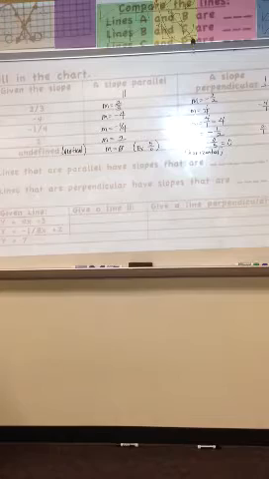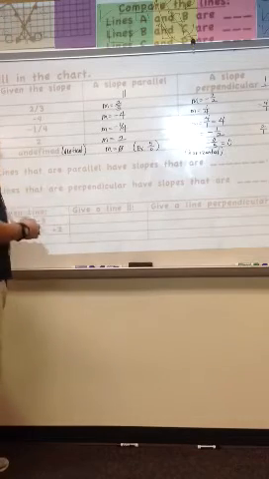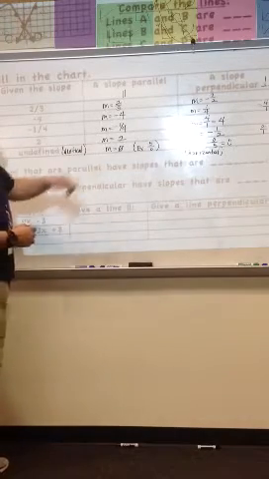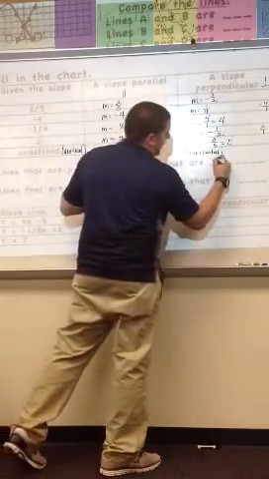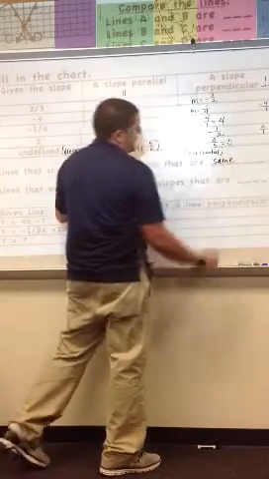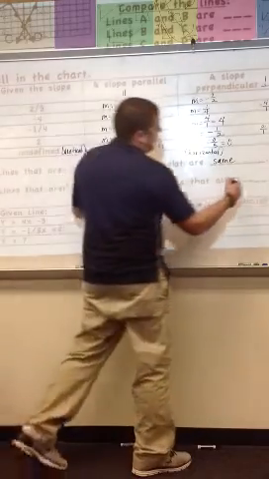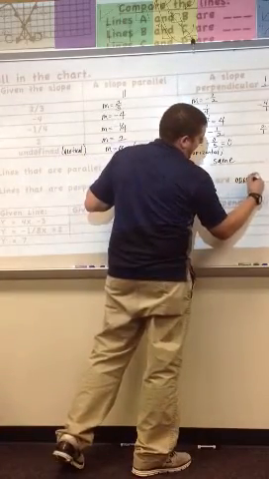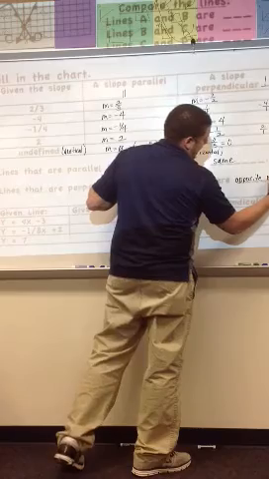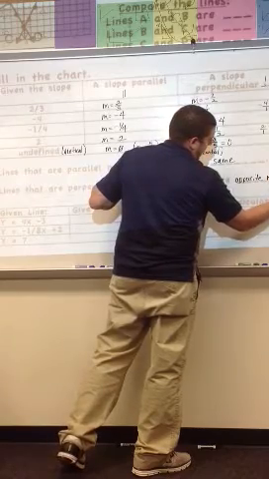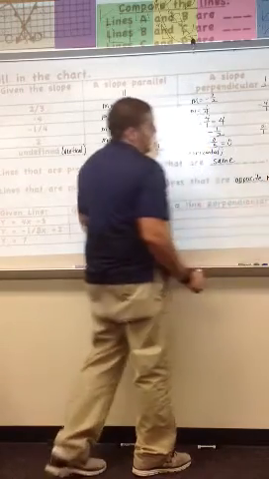Okay. Lines that are parallel have slopes that are, and we already talked about this earlier, we would just write the same. Lines that are perpendicular have slopes that are opposite or negative reciprocals. Okay?